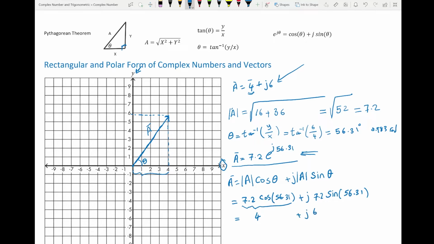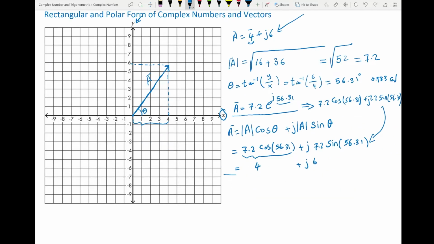We could have gotten the same answer if we use this property. So from here, 7.2 cosine of theta, which is 56.31, plus j 7.2 sine theta. And that's exactly the same as this one. Let us take another complex number to show when the angle is negative. So let complex number B, or vector B, be 4 minus j6.